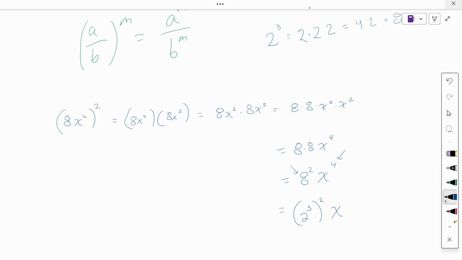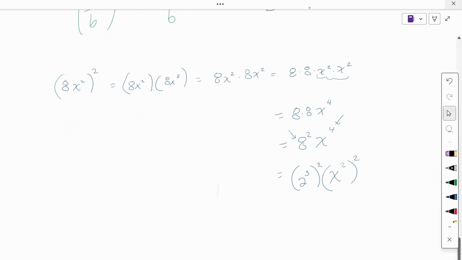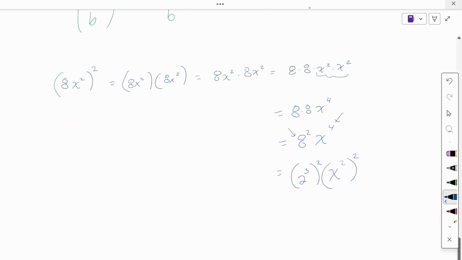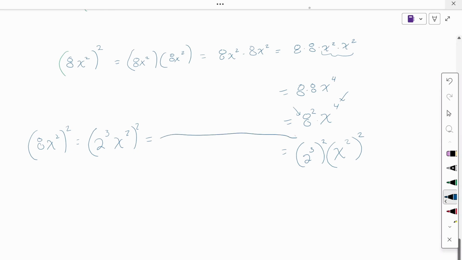And similarly, if we back up a little bit, we've got this x squared times x squared, but we could just say that that's the same thing as x squared raised to the second power. So if we back up a little bit, and we've got this 8x squared quantity squared, then that is the same thing as 2 to the third power x squared quantity squared. And of course, that gives us 2 to the third power raised to the second, x to the second power raised to the second power.